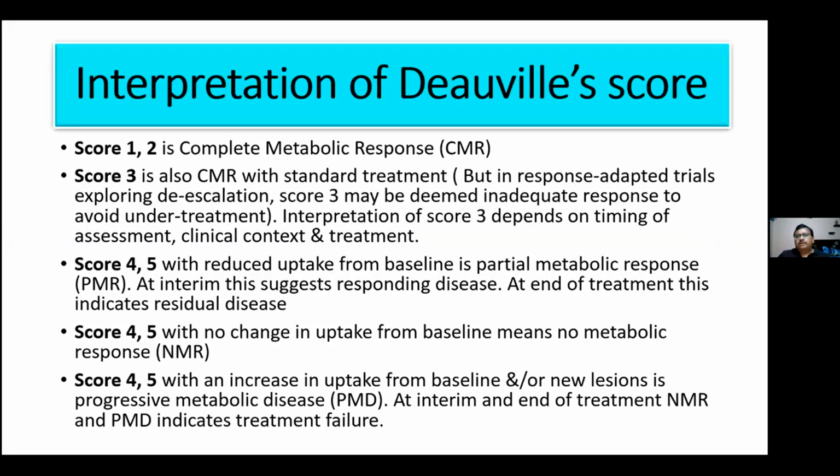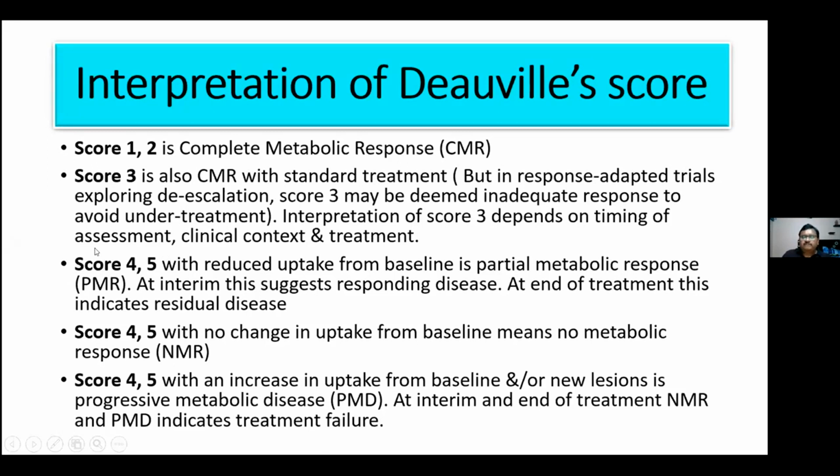What is important is the interpretation of the Deauville score. Now I think everybody is aware. Score 1 and 2, no doubt, is complete metabolic response. Score 3 is also CMR with standard treatment, but in response-adaptive trials exploring de-escalation, score 3 may be deemed inadequate response to avoid undertreatment. Now this is basically for trials, otherwise it is CMR. Interpretation of score 3 depends on timing of the assessment, clinical context and treatment.